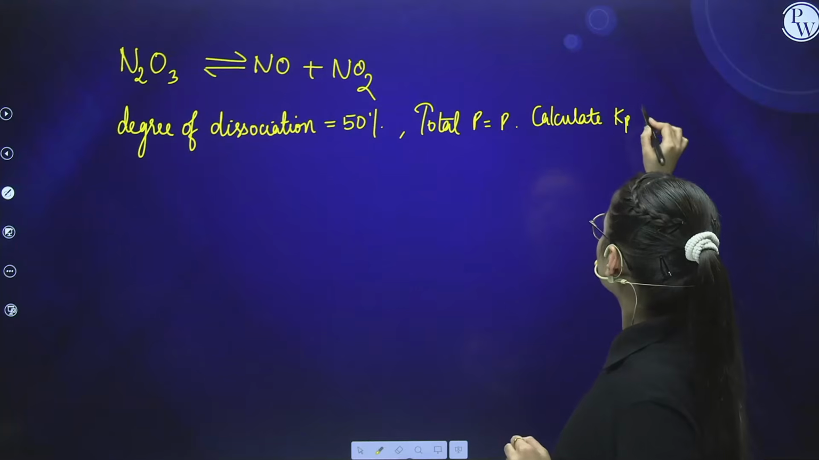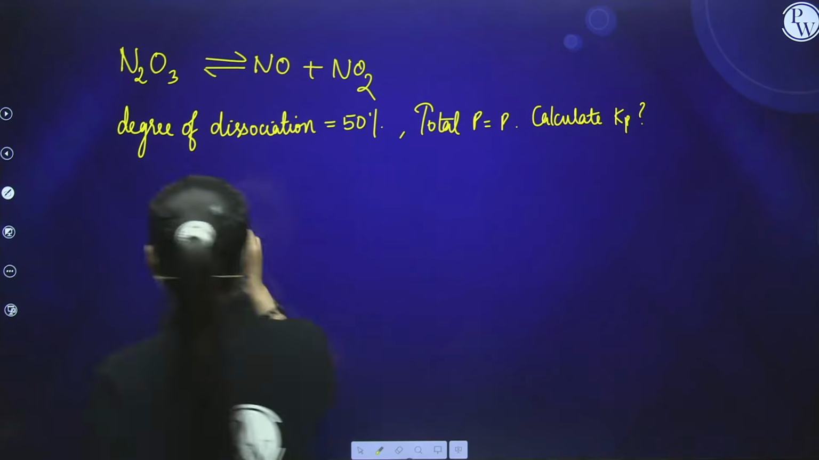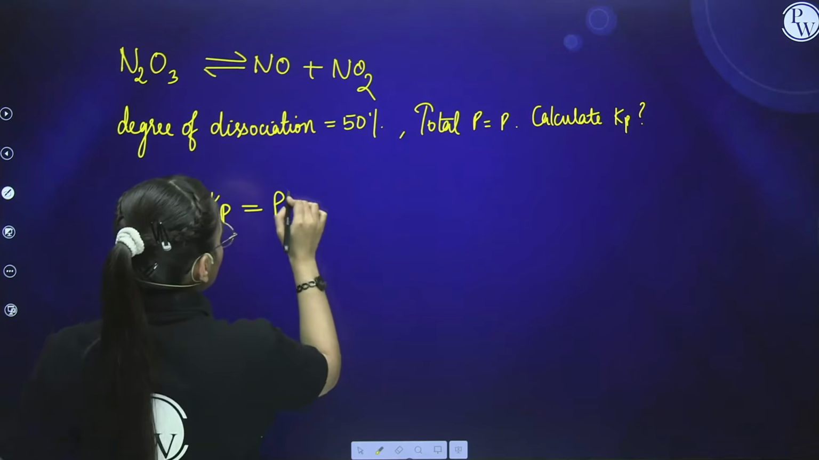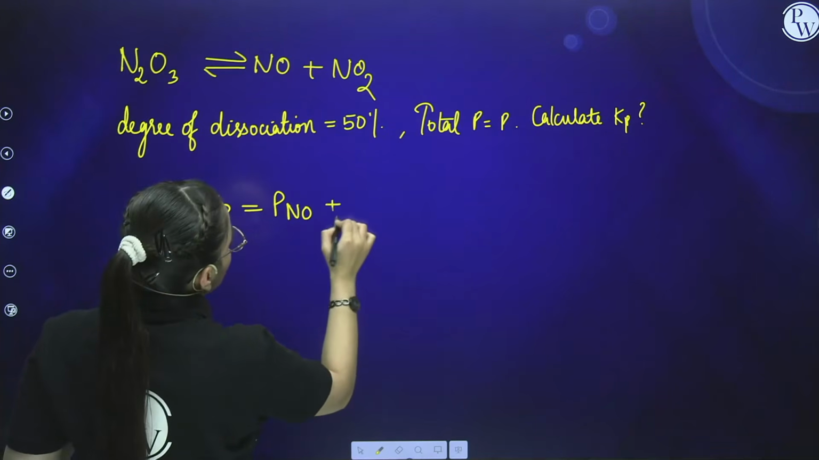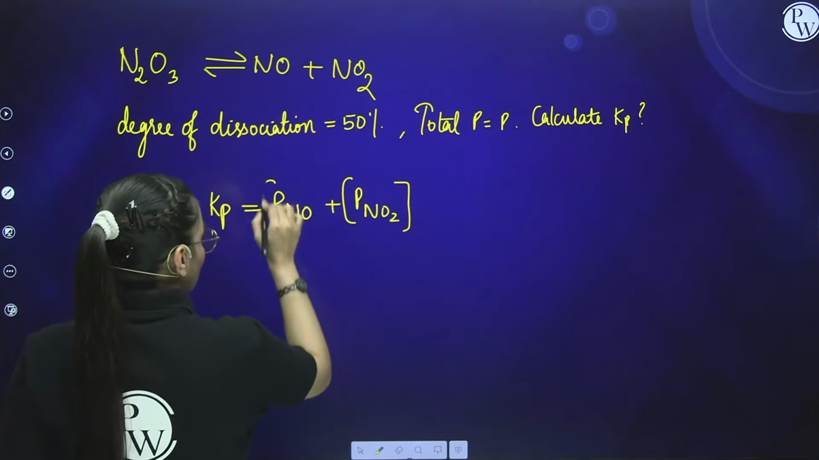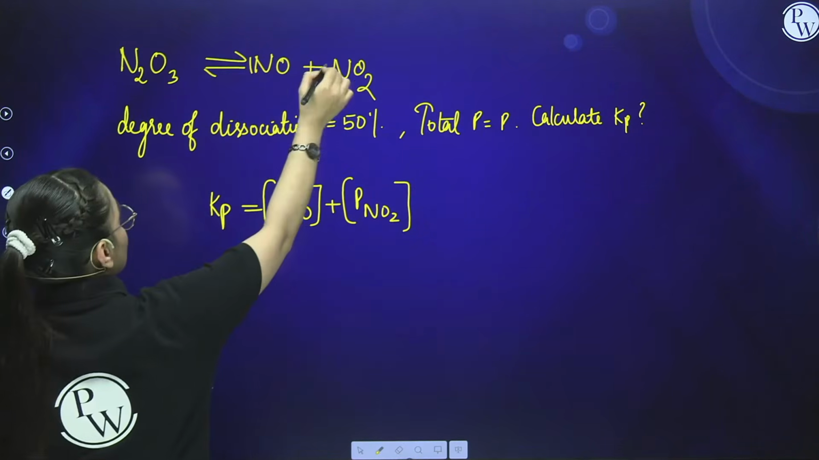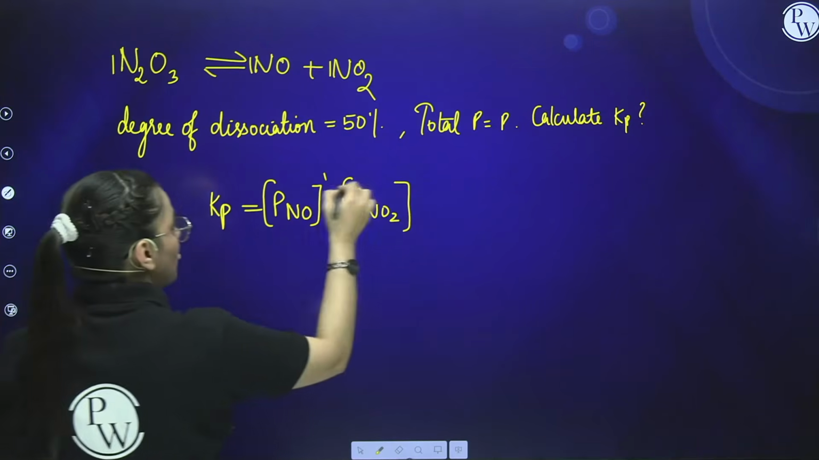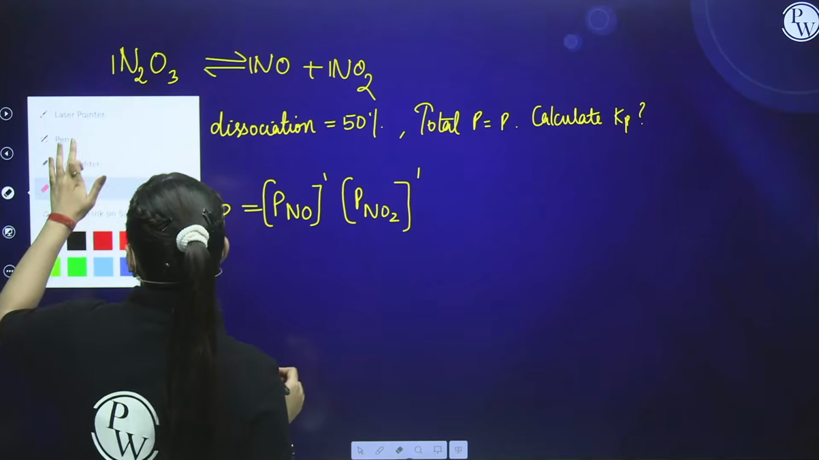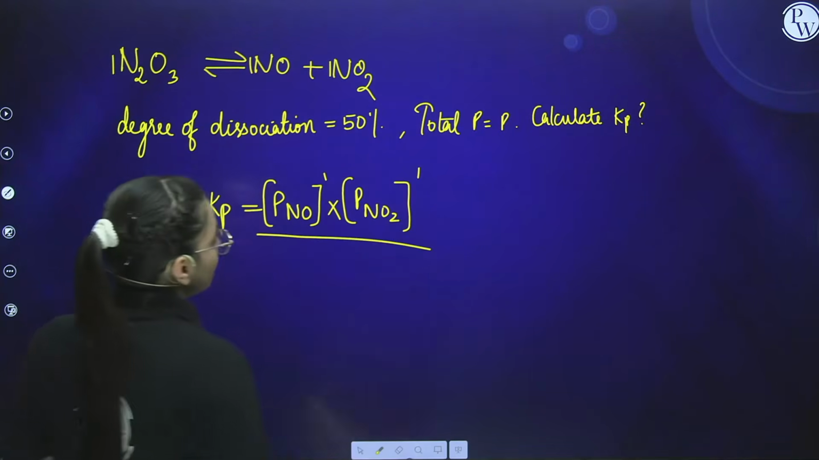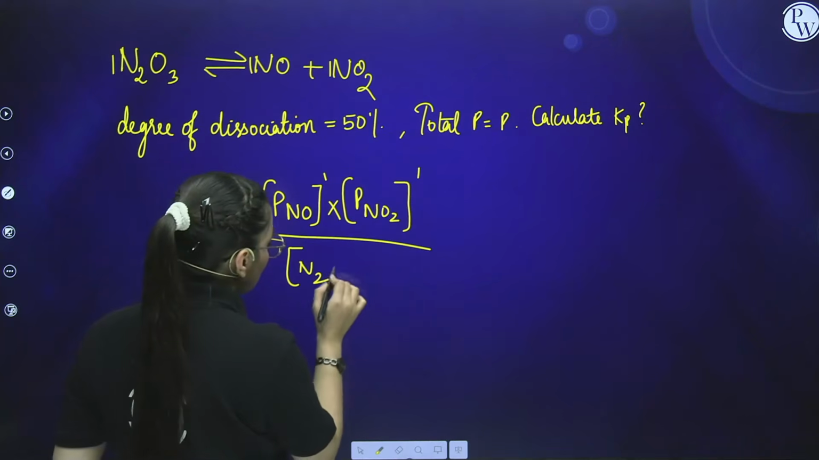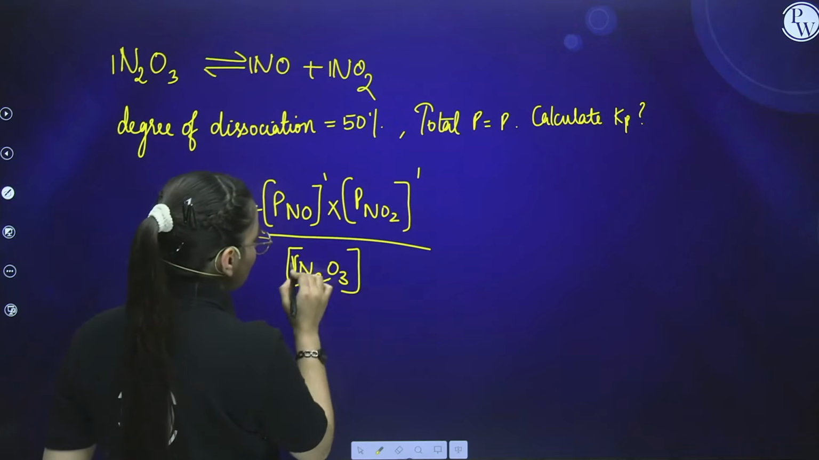See, what was the formula of Kp? First of all, Kp is equivalent to the partial pressure of the products, which are NO and NO2, raised to the power of the number present in front. When nothing is given, it is 1. So the powers are 1. Sorry, here multiply will come, because it is the product of active masses divided by the reactant's. Here the reactant is N2O3, so the partial pressure of N2O3 will be taken.